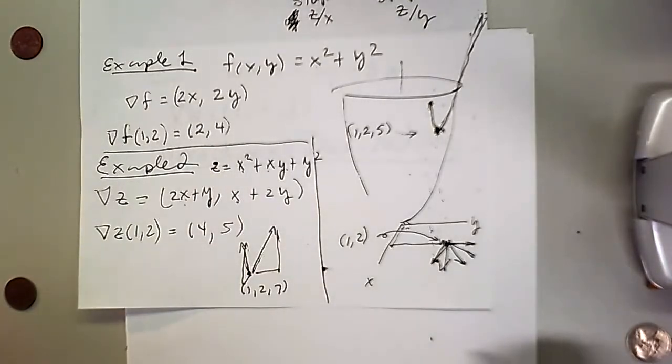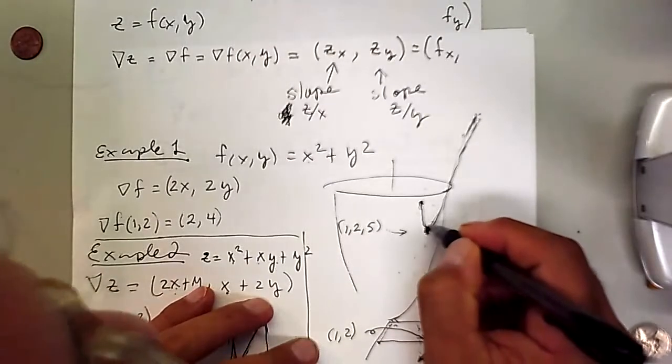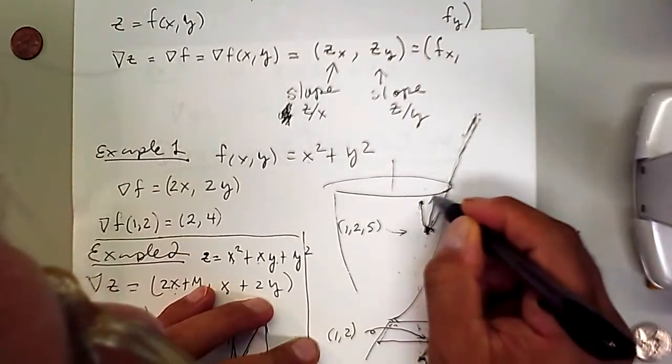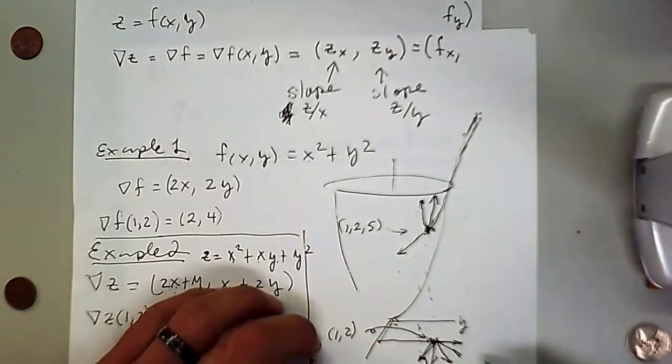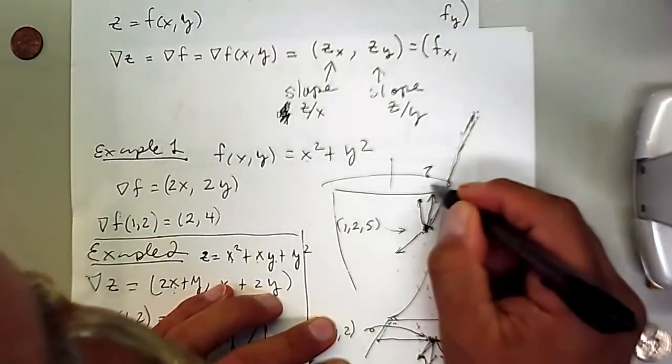Because perhaps I would like to know, well, what is the slope if I go in the middle, or maybe this way? Those are questions. I don't know. I mean, we will know right now.